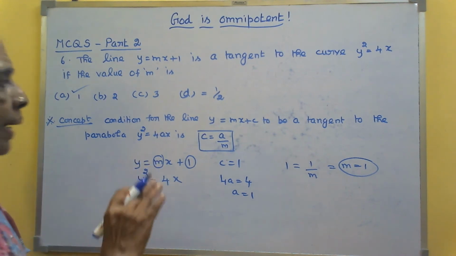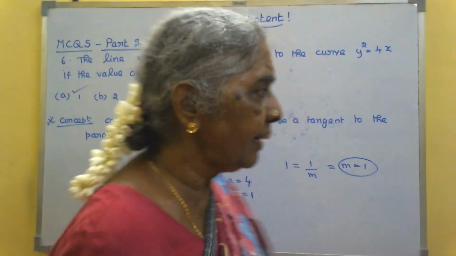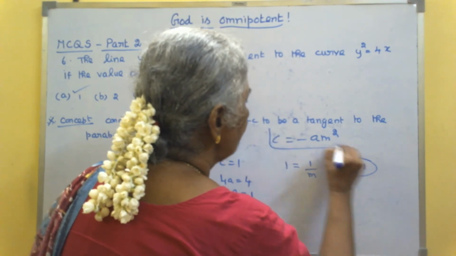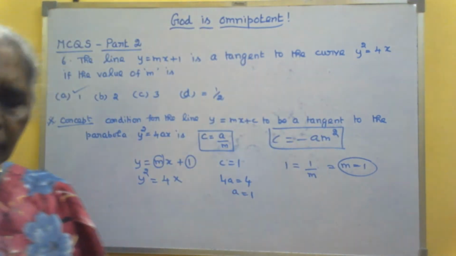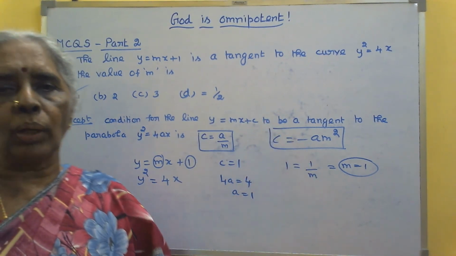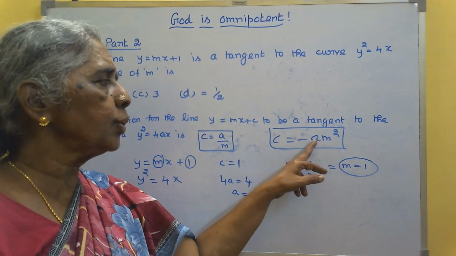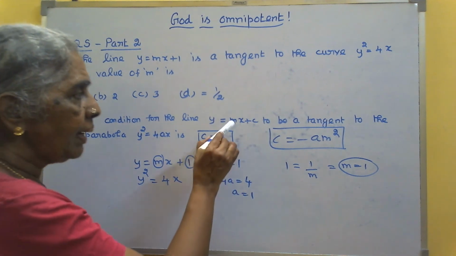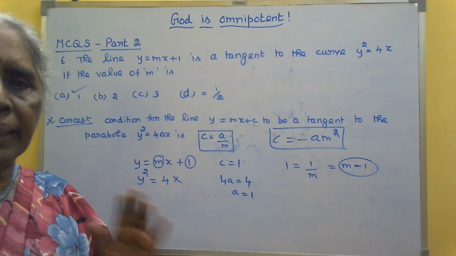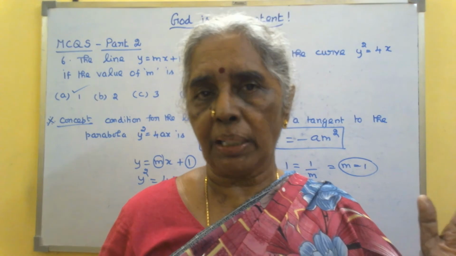Supposing the parabola is given of the form x squared is equal to 4ay, then here the condition is c is equal to minus am squared. Make a note of this also. That is, the tangent y is equal to mx plus c will be a tangent to the parabola x squared is equal to 4ay if c is equal to minus am squared. Always remember, this is m, that is c, that is 4a, and from that you have to find the a. So I hope this sum is now easy. Once you know this concept, you please make a note of it.